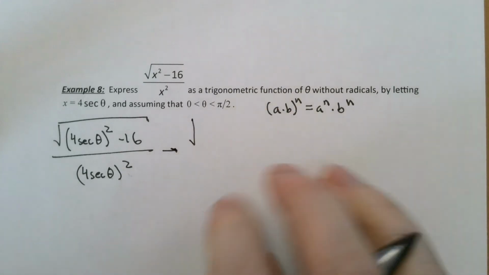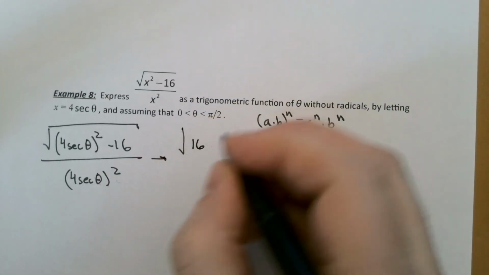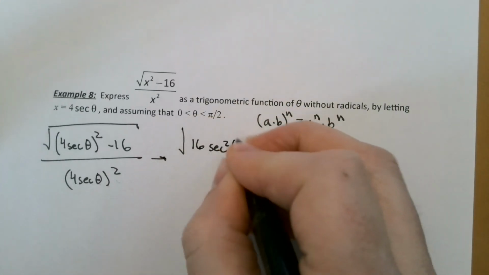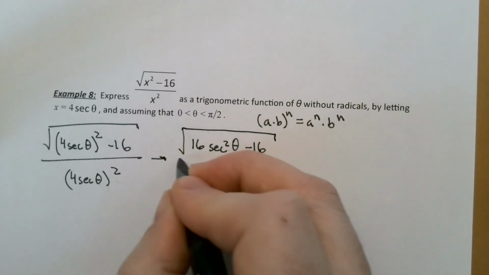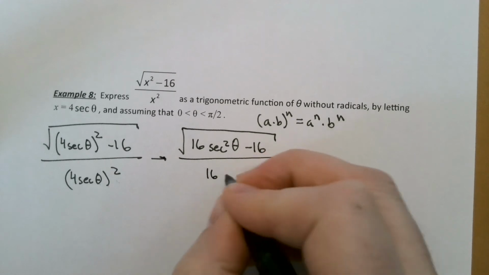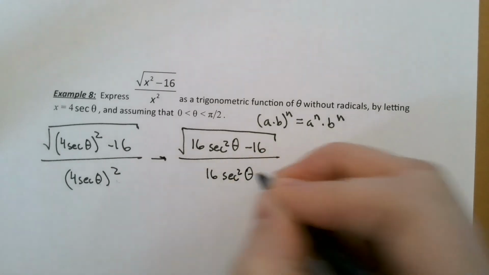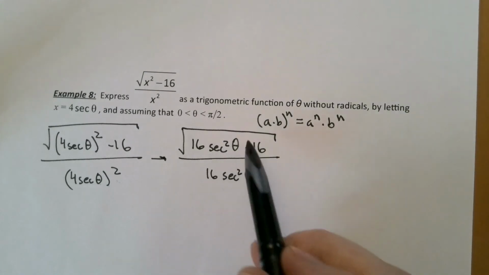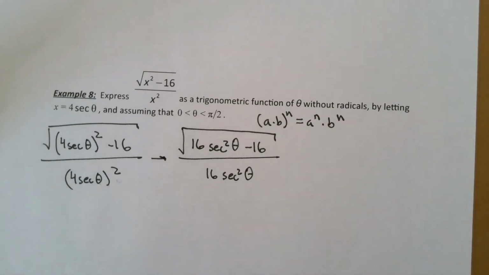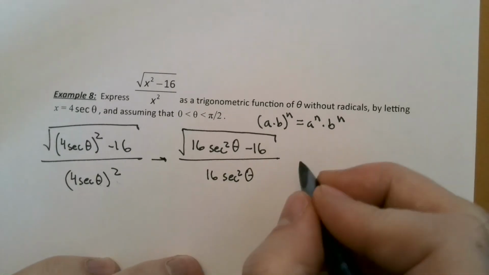We still have this radical. We haven't messed with that yet. We've got 16. That's 4 squared, by the way. And then secant squared minus 16. And then the denominator, we've got 16 times secant squared. Okay, so the goal here is to somehow eliminate this radical in the numerator. Well, we have to do a little bit of work.